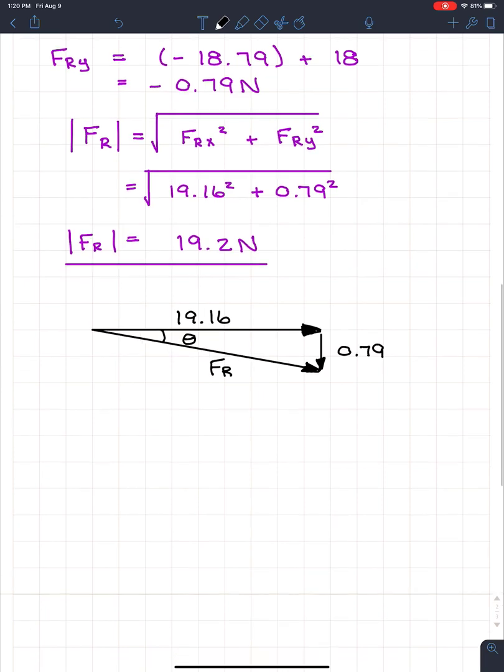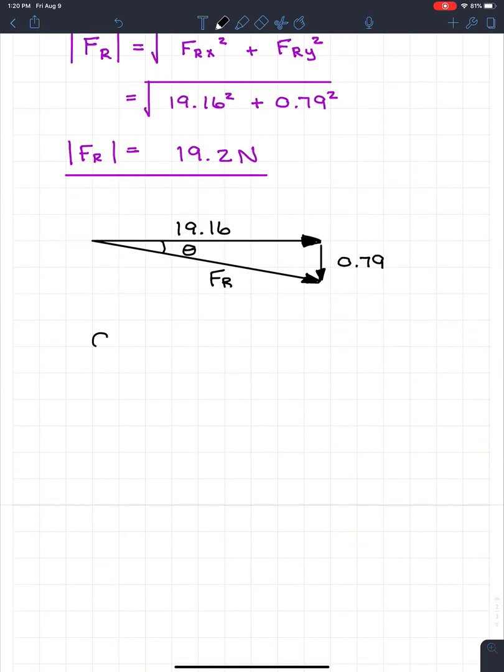So looking back at the formula, which I said works, theta is going to be equal to the inverse tangent of, and then it's going to be the opposite over the adjacent, so the 0.79 over the 19.16. Oh, and I also do my brackets kind of at the top there, but I know that this has confused a lot of people, so I'll fix up my brackets. And then in the end, you type that all into your calculator, and you're going to get 2.36 degrees.